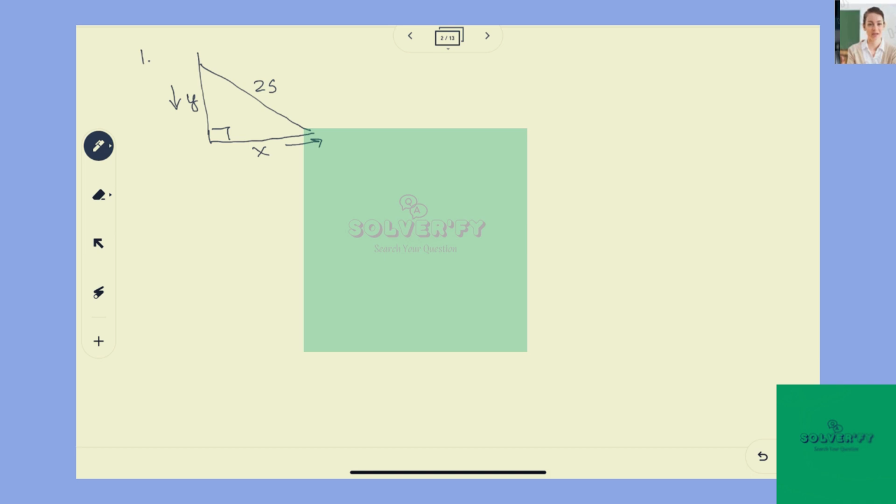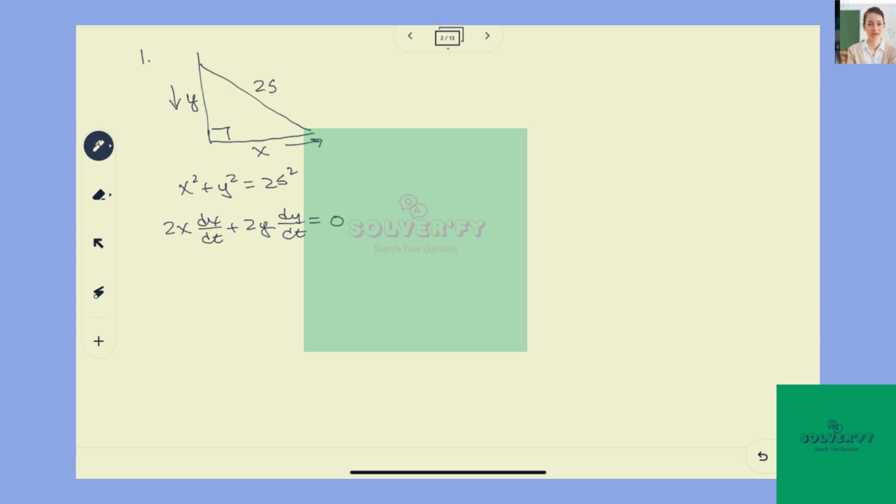So I'm going to relate these variables. I know that X squared plus Y squared equals 25 squared. I'm going to take the derivative of this equation. That's going to give me 2x dx/dt plus 2y dy/dt equals 0. Derivative of a constant is 0.